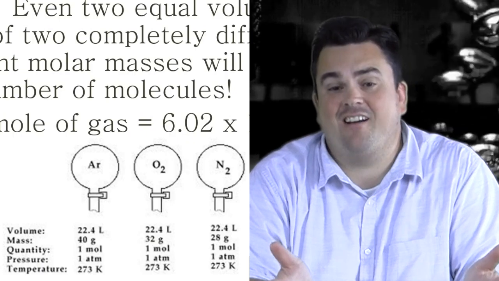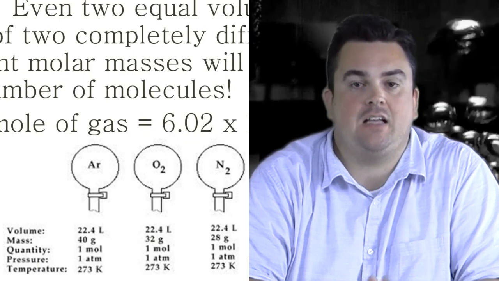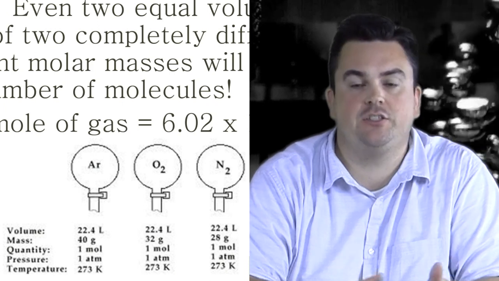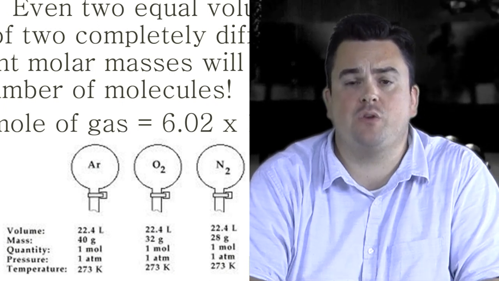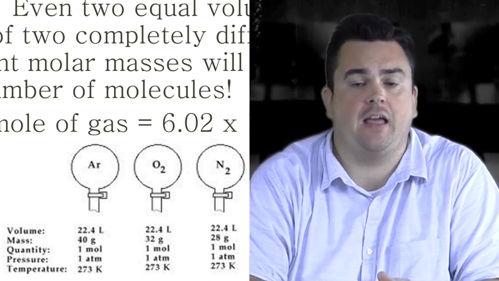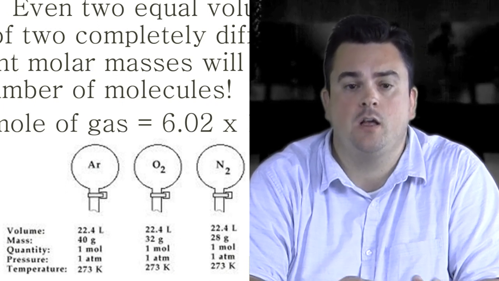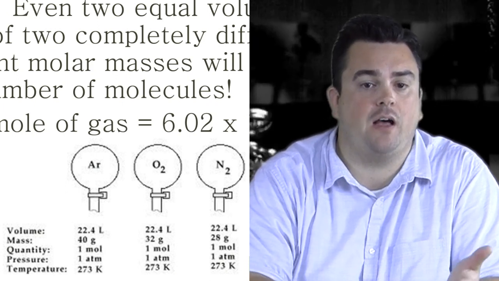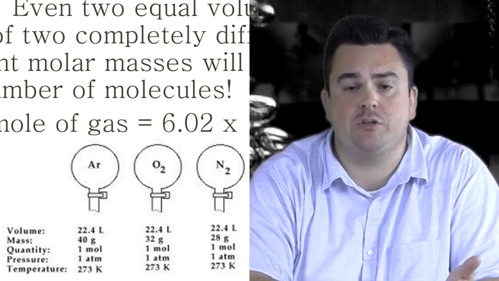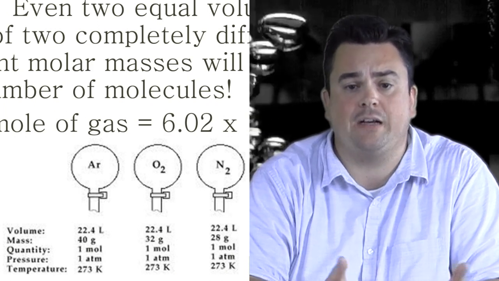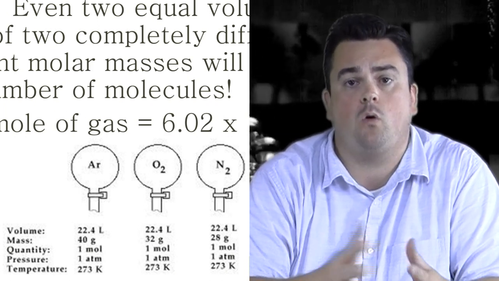So looking at the diagram below, we have 3 different gases. We have argon, we have oxygen, we have nitrogen. Now these are 3 different gases. They have 3 different masses, but because they're all the same volume and pressure and temperature, it's all the same quantity. They're same moles. They're all 1 mole.